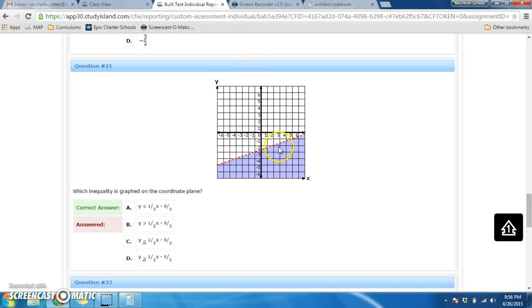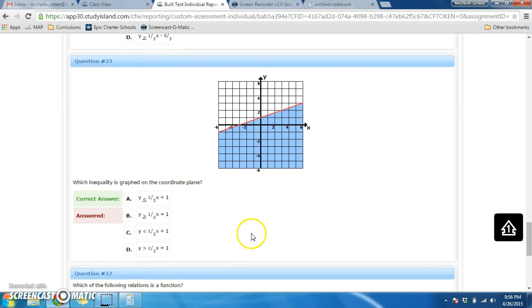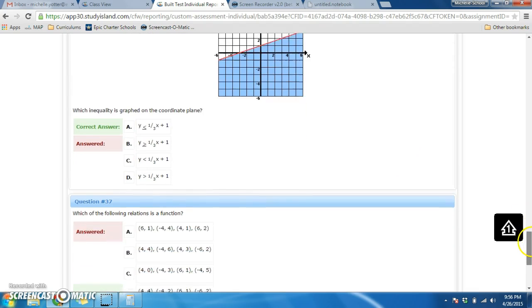Okay, another thing to memorize. So you did great on knowing that it's a dash line, but it's shaded down. So that's why it's this one. Okay, same thing here. You did great. You knew it was a solid line, but you made the same mistake. Remember, this sign is shading up, and this one is shading down.